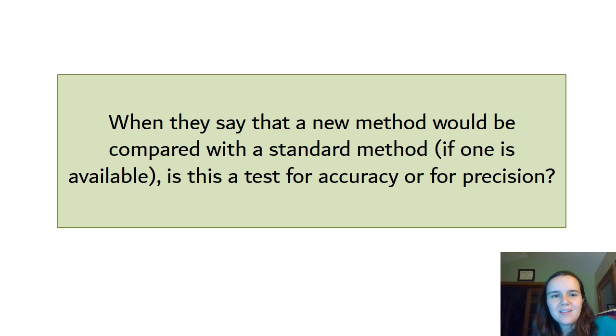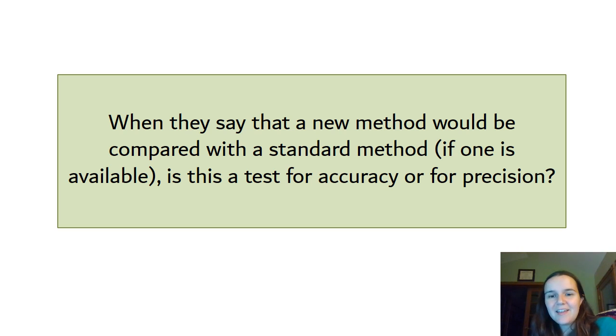So one of the great questions I have is about new methods and standard methods. Analytical chemists love to make new methods, improve things. When they say that the new method should be compared with a standard method, assuming you have a standard method, is that testing accuracy or precision? What do you think?